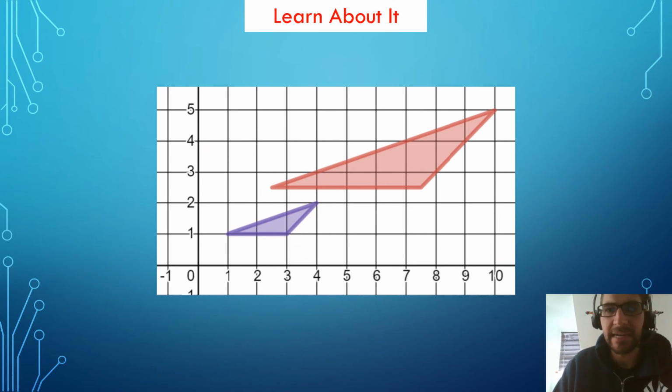This is an example of a dilation. This type of transformation is different from rotations, reflections, and translations because the size of the pre-image and image are different.